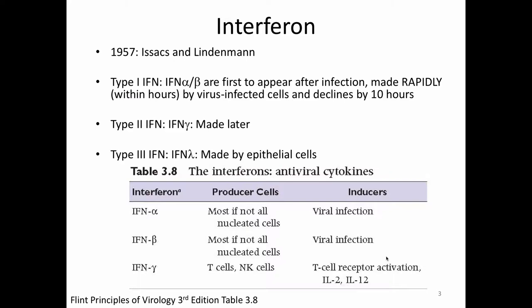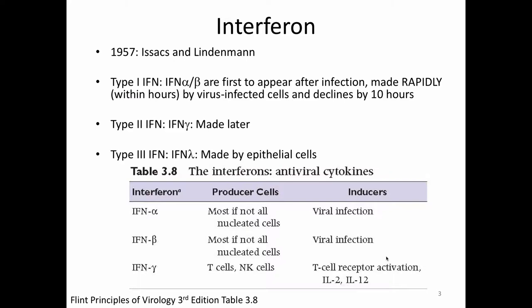So they would infect cells, and then they would find this weird substance in the media that could interfere with further infections. If you tried to transfer virus, you could get an infection, but if you transferred virus and the media with the mystery substance in it, it interfered. That's all they knew about it at the time, so they called it interferon, because it was a mystery substance that interfered. We now know a lot more about interferons.